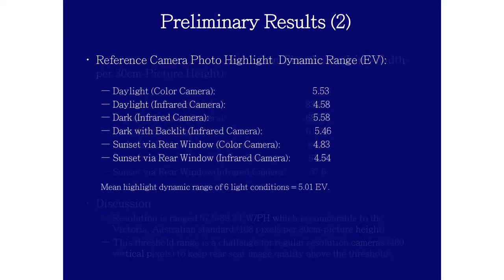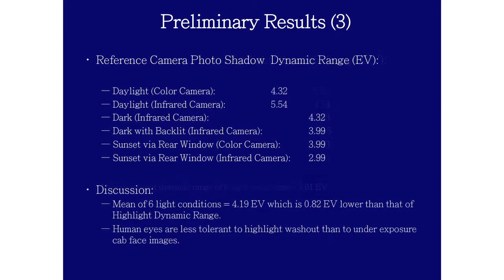Dynamic range. The highlight dynamic range is about 5 EVs. The shadow dynamic range is lower. The average is about 4.919. So here you'll see the human eyes, at least we say the photo evaluators' eyes, are less tolerant to the highlight washout pictures. So it's easier for them to detect the shadows underexposed pictures.